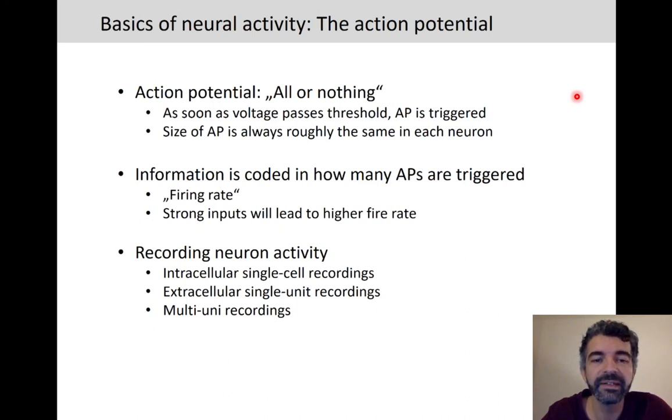This is also related to the relative refractory period, because the stronger an input is, the more likely it will already trigger a new action potential during the relative refractory period.